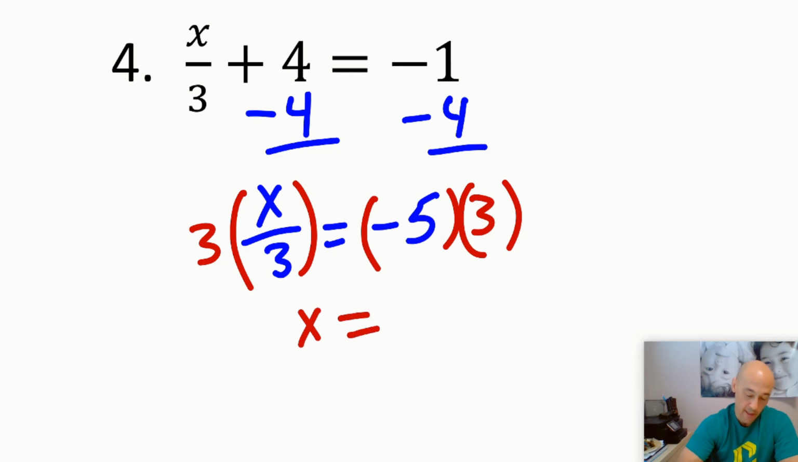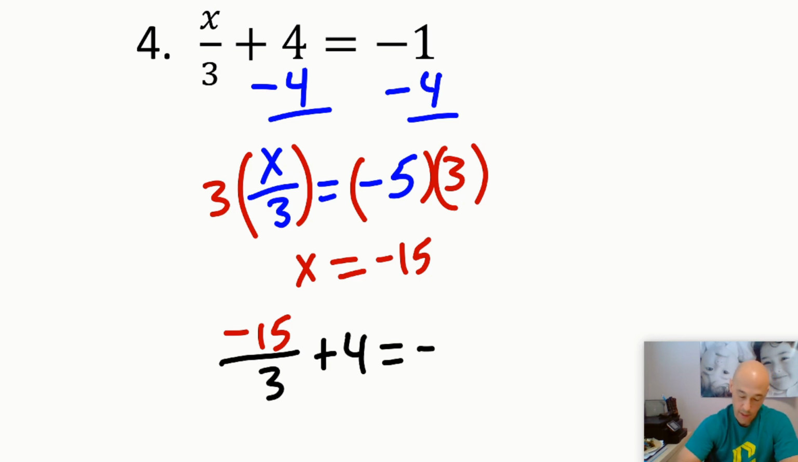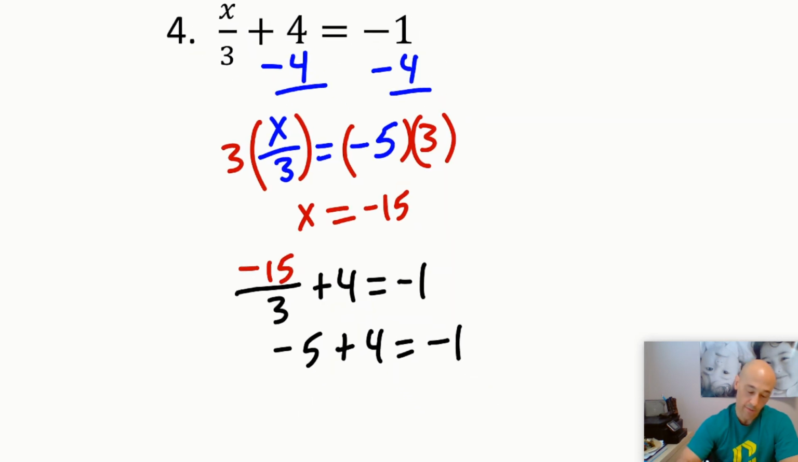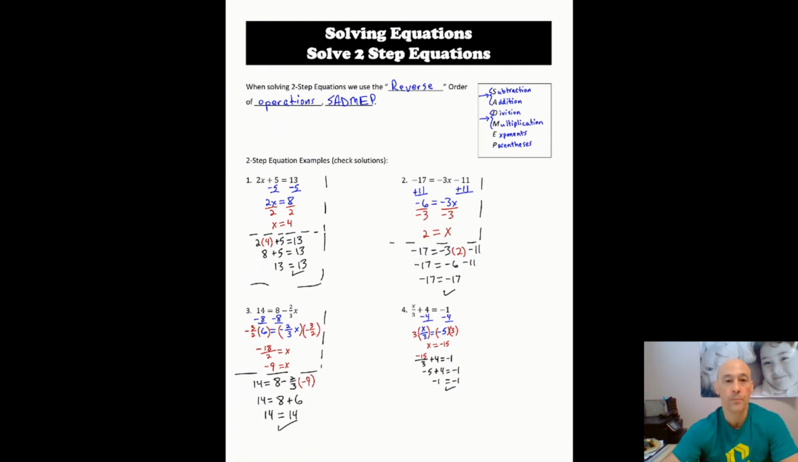And on the left, we have x is equal to negative 5 times 3 is negative 15. So we're going to plug that negative 15 into the original equation. So we have negative 15/3 plus 4 is equal to negative 1. Well, negative 15 divided by 3 is negative 5. So we have negative 5 plus 4 is equal to negative 1. Negative 5 plus 4 is negative 1 equals negative 1, and that checks. And those are 4 examples of solving two-step equations.